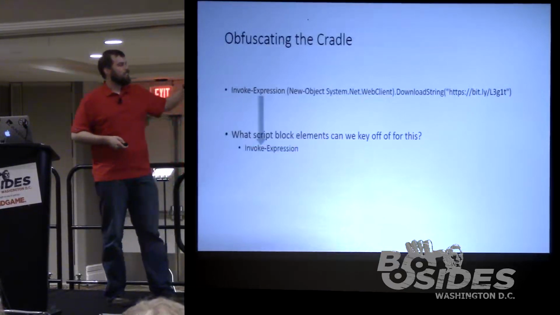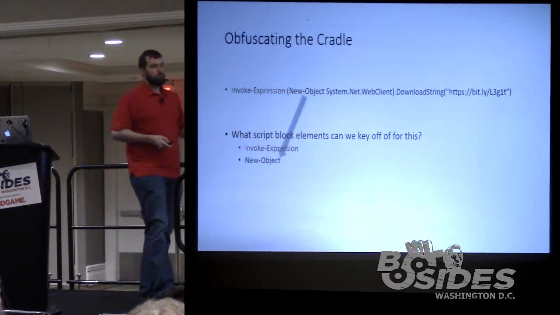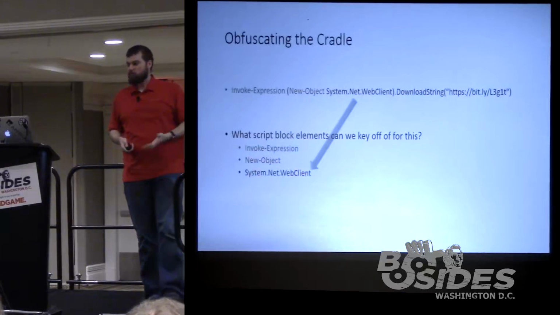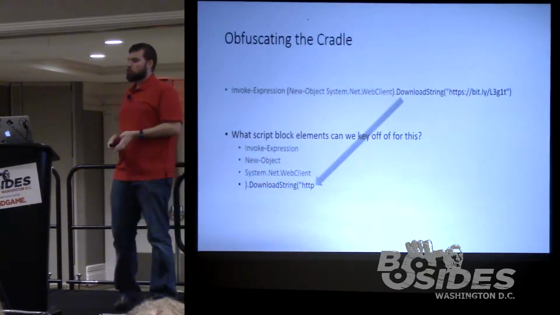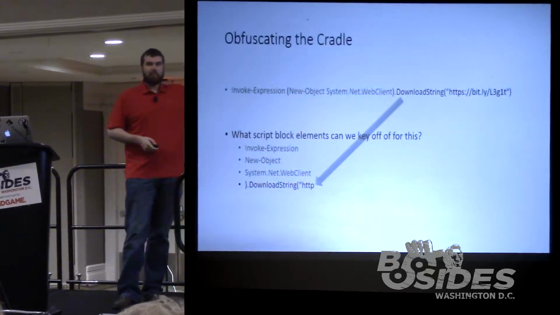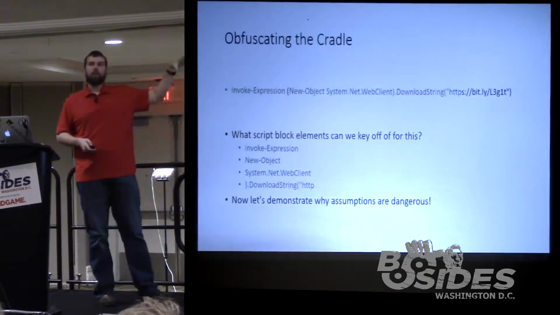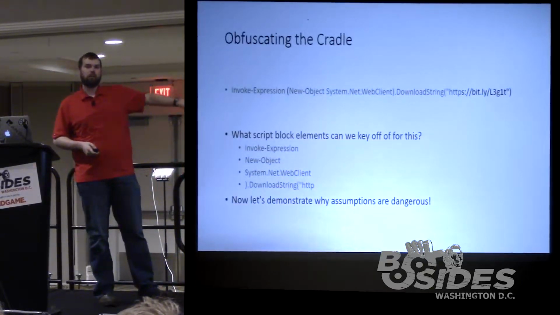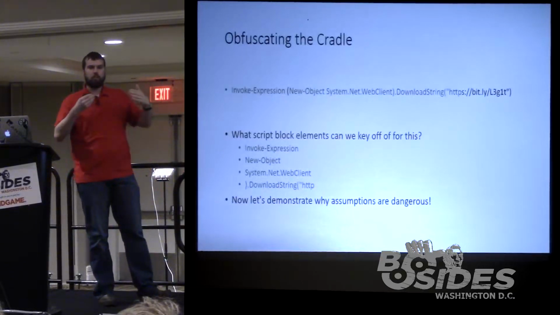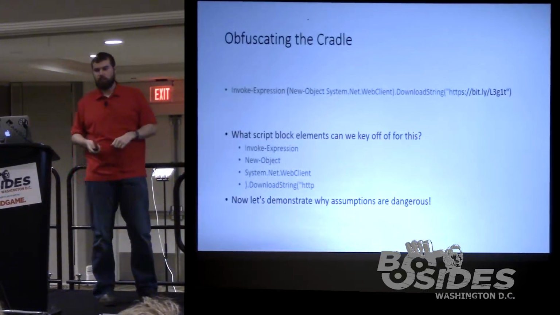Well, we can start to build out a list of terms at the bottom, where if we see invoke expression, new object, system.net.webclient, and then downloadstring HTTP, this would catch this exact command. So now let's go through and see how we can obfuscate the command at the top and adjust our defender terms at the bottom to stay head-to-head with what the attacker is doing.